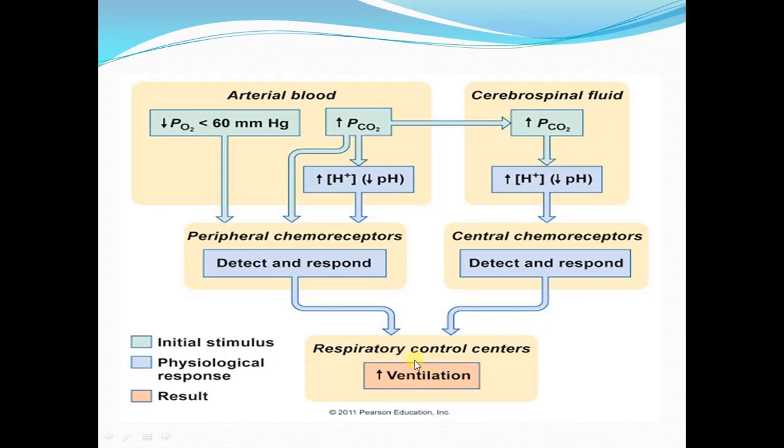And remember that these hydrogen ions do not stimulate the central chemoreceptors. Hydrogen ions in the arterial blood do not stimulate the central chemoreceptors because they cannot cross the blood-brain barrier, and instead they produce their effect through stimulation of peripheral chemoreceptors.